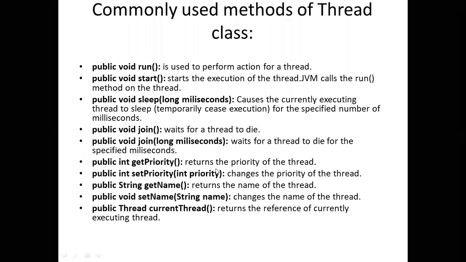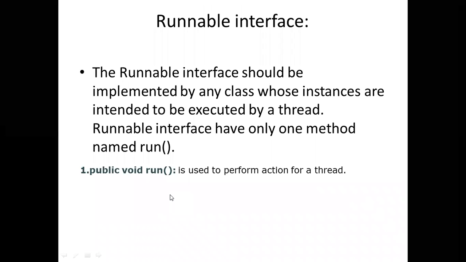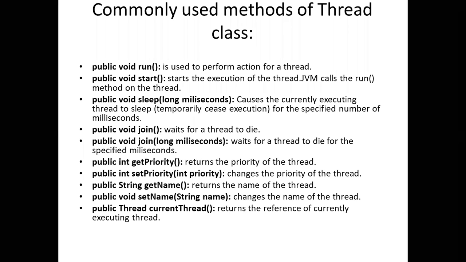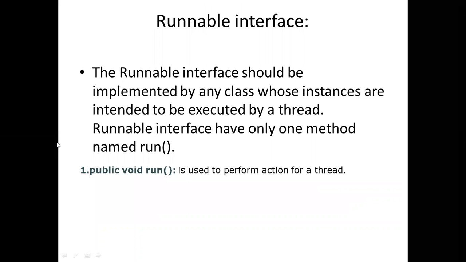In the Thread class, we have all these methods: run, start, sleep, join, priority, get name, set name, current thread. But in the Runnable interface, we have only a single method, that is the run method. Clear? For a minute, just go through all these methods that we use in the Thread class. After that, there is only a single method, the run method.